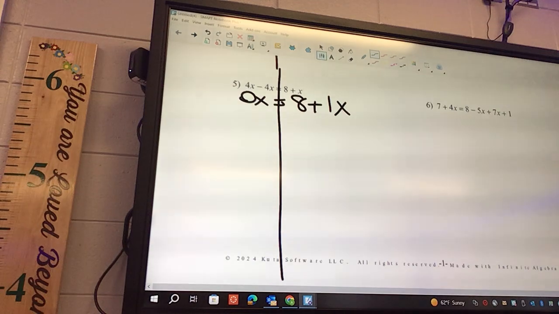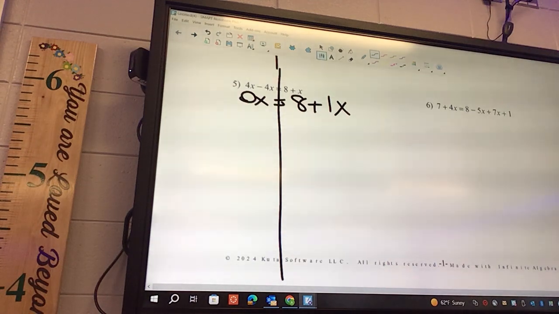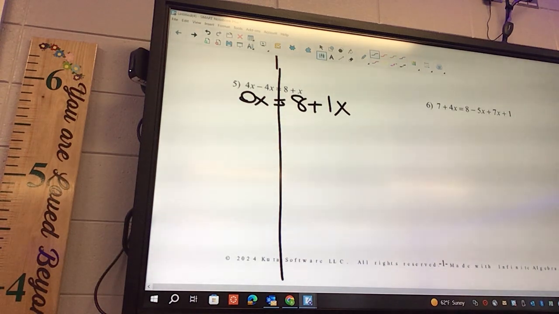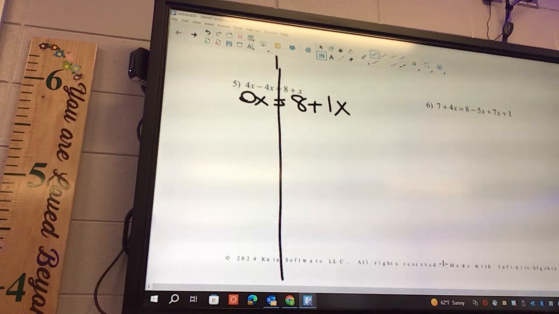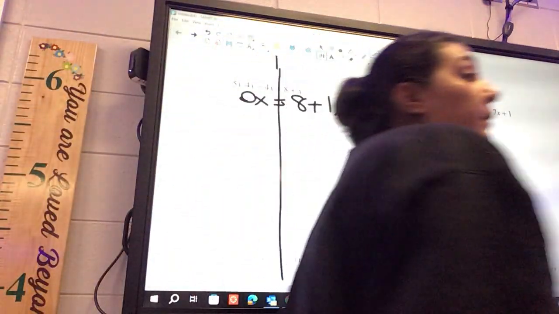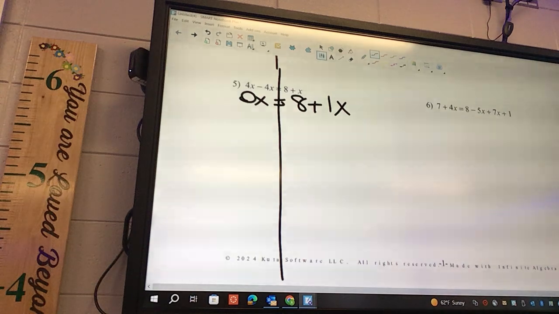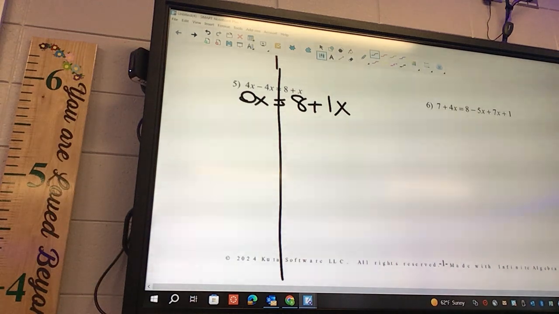Alright, and then we can start asking ourselves, 0x, is that a letter or a number? It's a letter. Where is it right now? On the left side. Where should it be? On the left. So does he need moved? No. Okay, 8. Is that a letter or a number? It's a number. Where's he right now? On the right. Where should he be? On the right. So does he need moved? No. 1x. Is that a letter or a number? He's a letter. Where should he be? On the left. Where is he? On the right. So he needs moved.